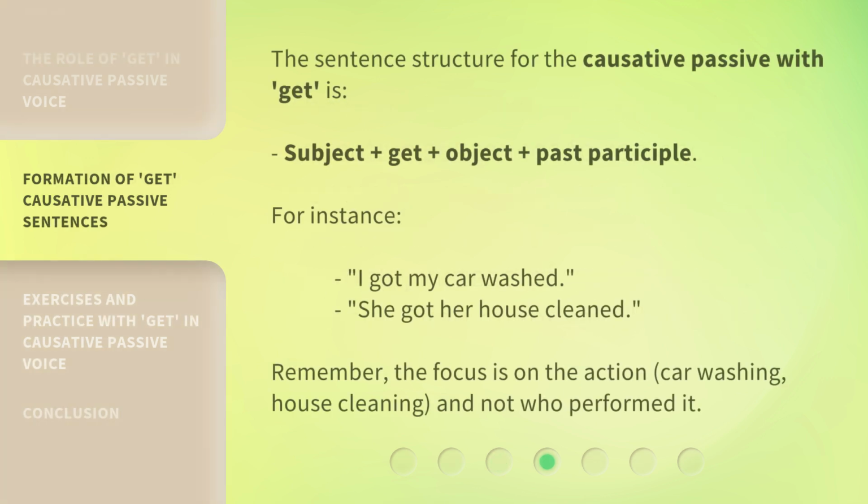The sentence structure for the causative passive with get is subject plus get plus object plus past participle. For instance, "I got my car washed." "She got her house cleaned." Remember, the focus is on the action, car washing, house cleaning, and not who performed it.